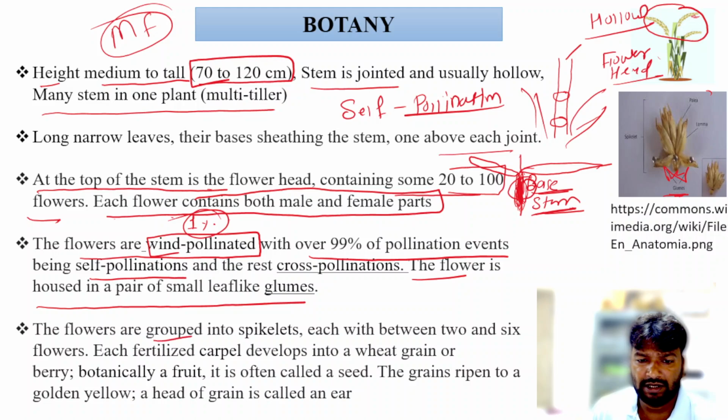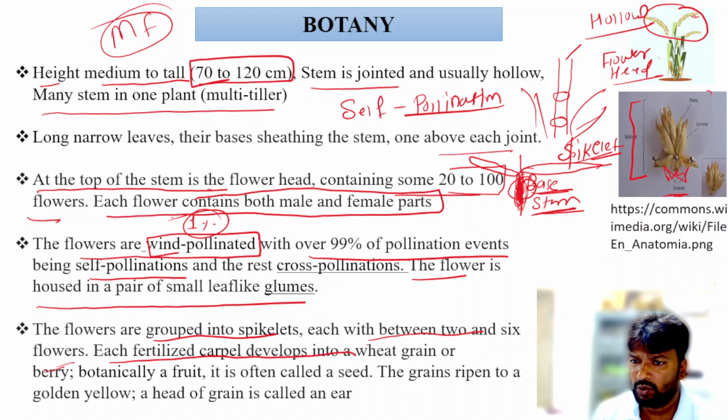The flowers are grouped into spikelets. So friends, this is a diagram of one spikelet, each with between 2 to 6 flowers. Each fertilized carpel develops into a wheat grain, so 2 to 3 wheat grains are joined. Botanically this fruit is known as caryopsis, or berry, also called a seed.